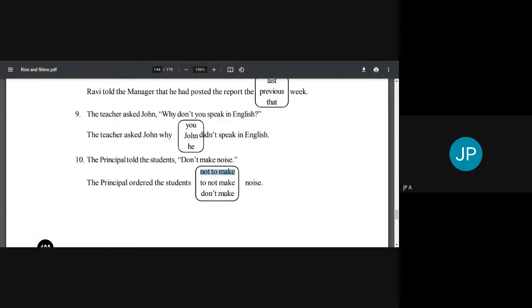Is it clear? Have you understood the rules?